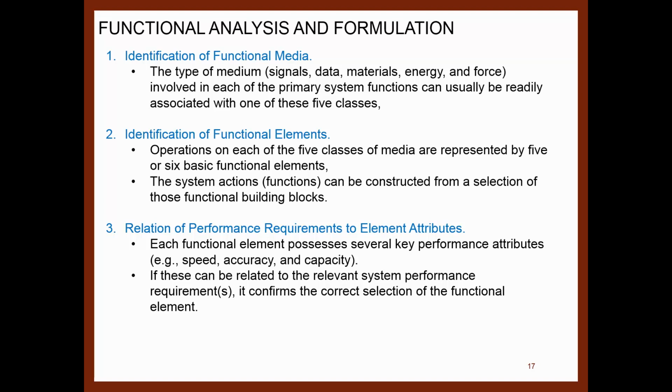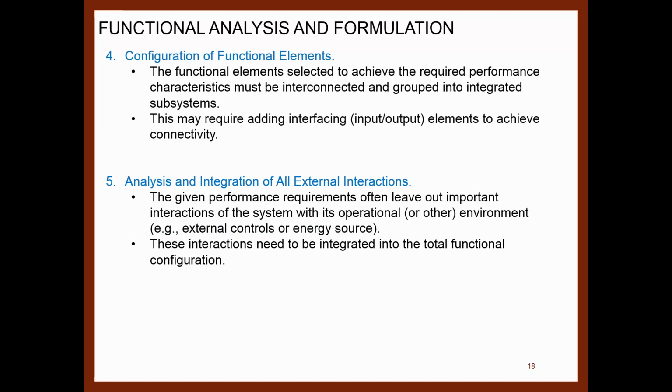Relation of performance requirements to element attributes. Each functional element possesses several key performance attributes: speed, accuracy, and capacity. If these can be related to the relevant system performance requirements, it confirms the correct selection of the functional element. Configuration of functional elements. The functional elements selected to achieve the required performance characteristics must be interconnected and grouped into integrated subsystems. This may require adding interfaces, input-output elements to achieve connectivity between these subsystems.